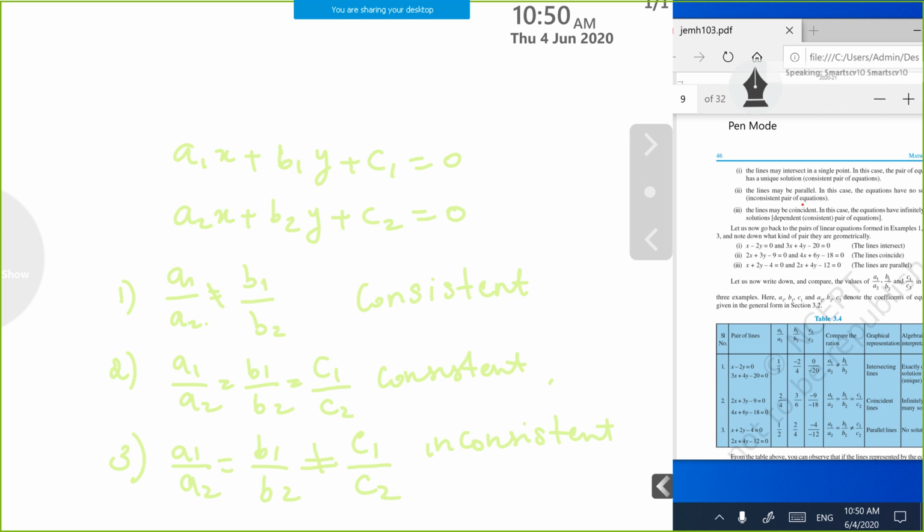Comparing the ratios of the coefficients of a linear equation: a1 by a2 not equal to b1 by b2, it is consistent and has a unique solution. A1 by A2 is equal to B1 by B2 is equal to C1 by C2, consistent, it has infinitely many solutions. Then A1 by A2 is equal to B1 by B2, not equal to C1 by C2, the lines are parallel, it has no solution, that means inconsistent, right.